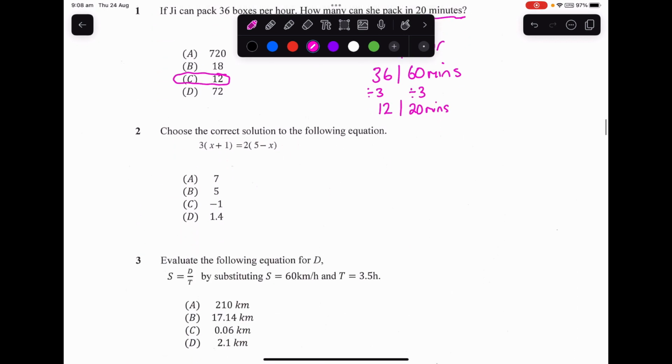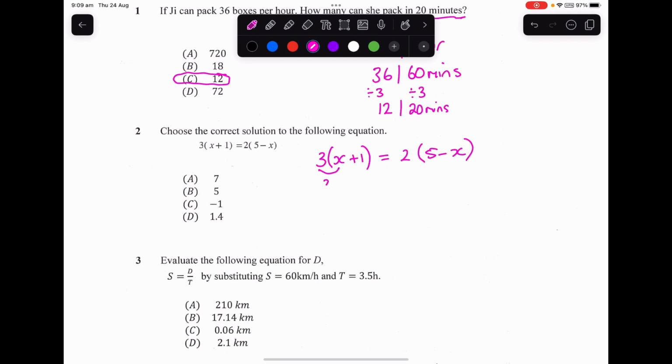Okay, choose the correct solution to the following equation. So obviously we need to solve this equation. So 3(x + 1) = 2(5 − x), I'll just rewrite it. So we've got brackets on both sides and pronumerals on both sides. So we're just going to expand that.